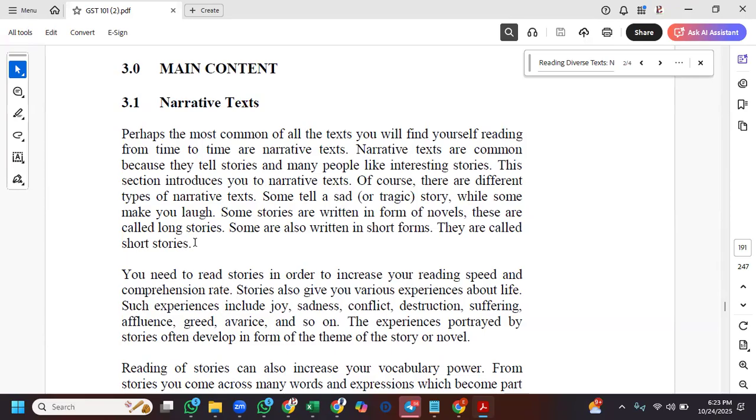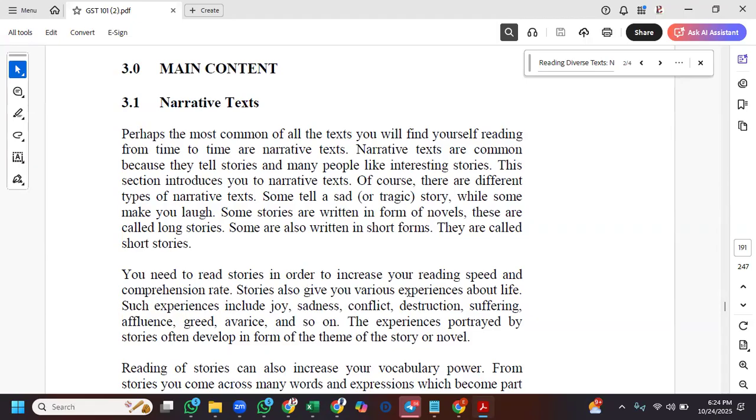You have to note it, because those are the things they ask you in the exam. The exam is very cheap, but it's just that the things you will not put your mind on, something you think is just rubbish and not necessary, that is what they will ask you. So now, novels are long stories.